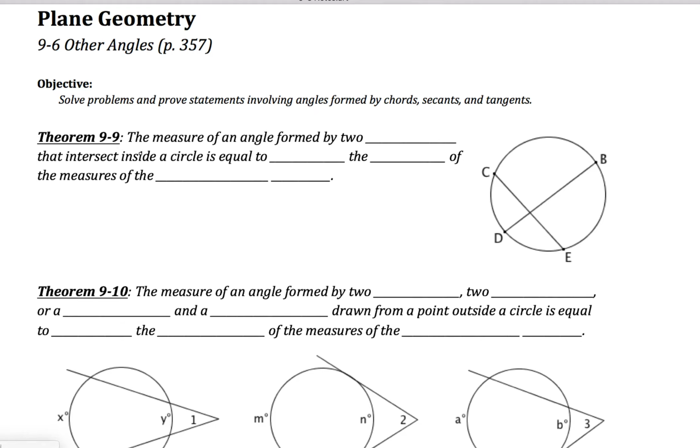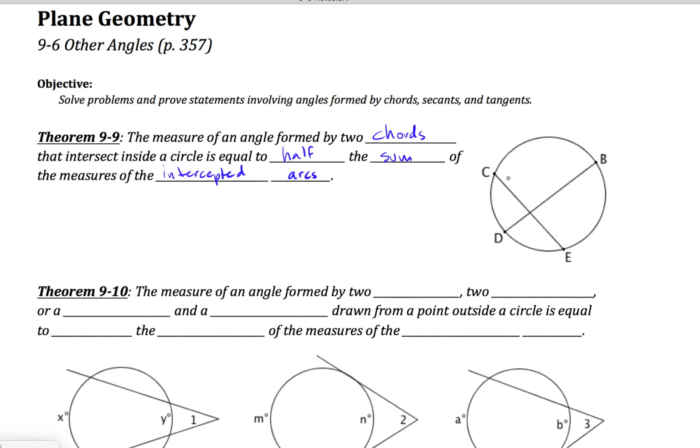First thing we're going to take a look at is theorem 9-9, which says that the measure of an angle formed by two chords that intersect inside a circle will be equal to half the sum of the measures of the intercepted arcs. So let's take a look at this diagram just to wrap our heads a little bit around what this is trying to describe to us.